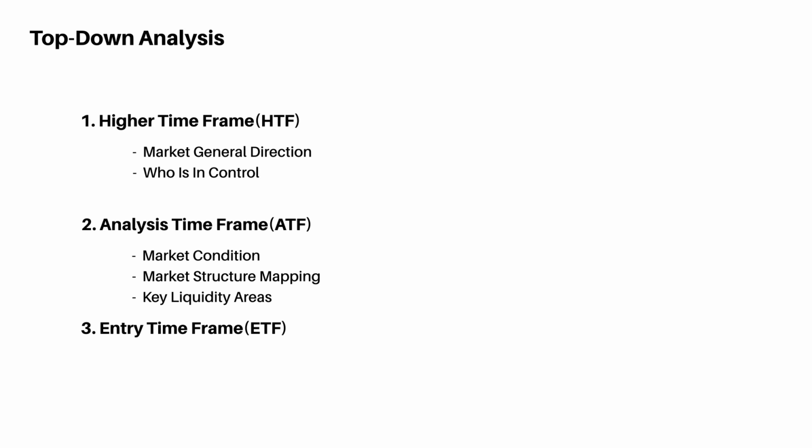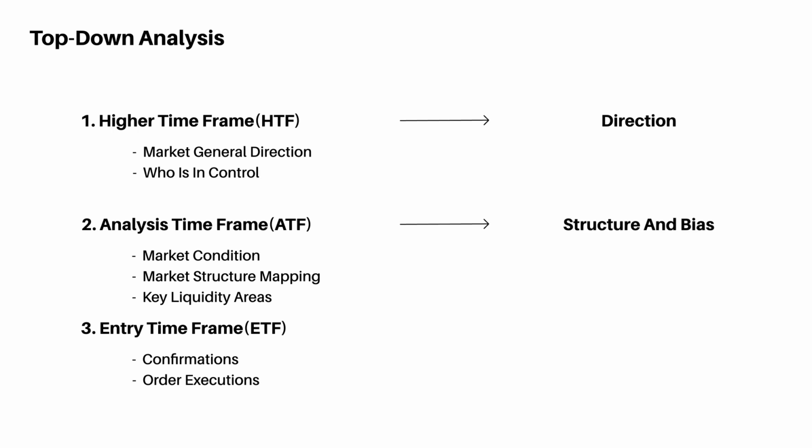Number three is the entry time frame. Once our bias is clear, the entry time frame is where we zoom in to look for confirmation signals and execute the trade. So, each time frame has a different purpose. The higher time frame gives us direction. The analysis time frame gives us structure and bias, and the entry time frame gives us confirmation and execution. Now, let's break them down step by step.